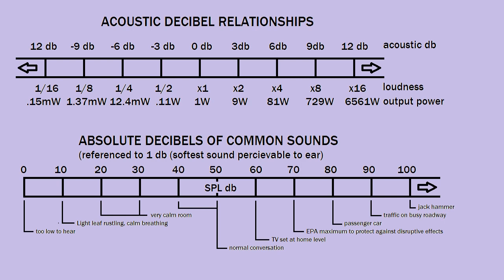So 53 dB is twice as loud as 50 dB. 56 dB is plus 3 or twice as loud as 53 dB. Okay, 47 dB is half as loud as 50 dB. 44 dB is 1/4 as loud as 50 dB. So this is one place where 2 plus 2 does not necessarily equal 4.